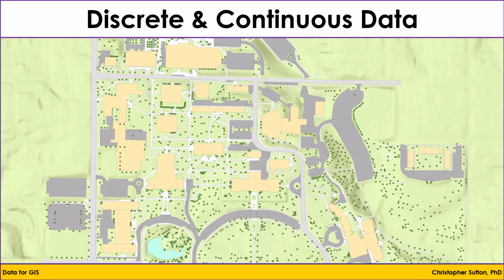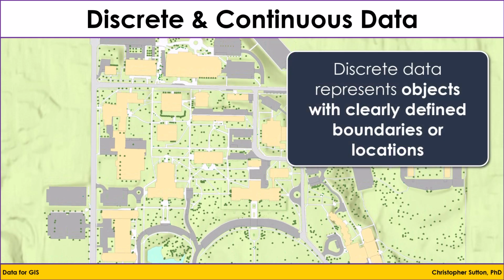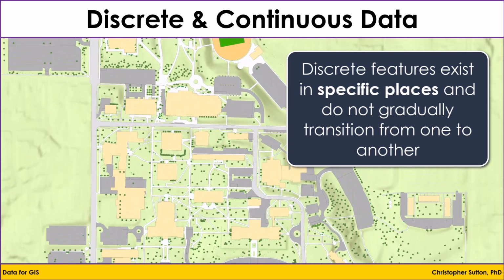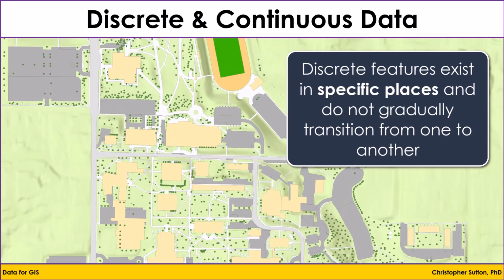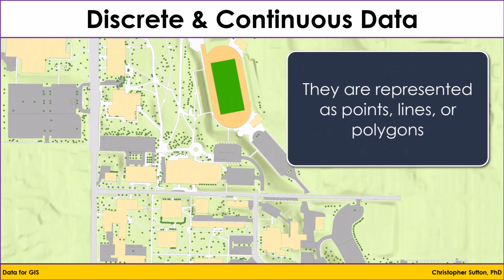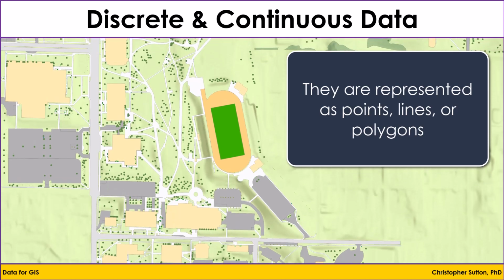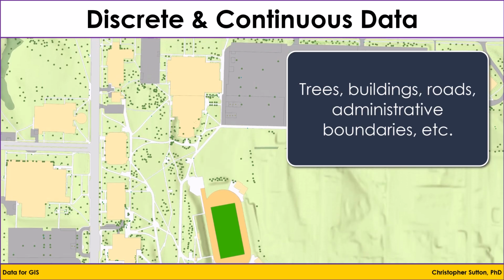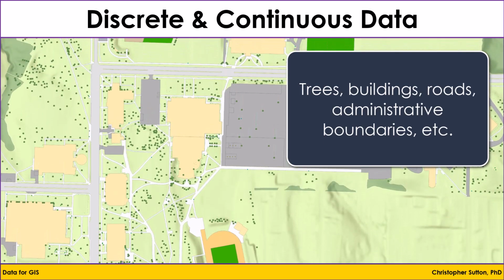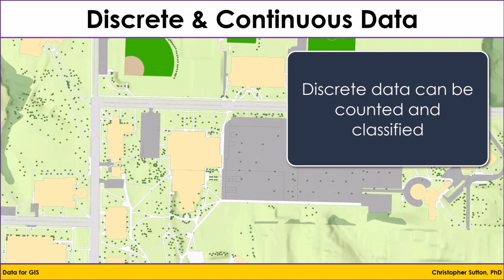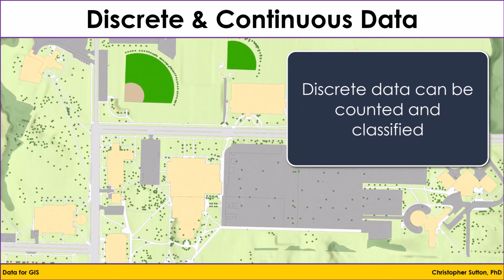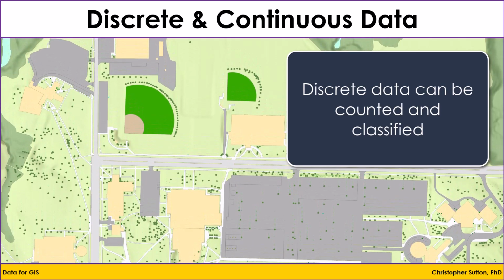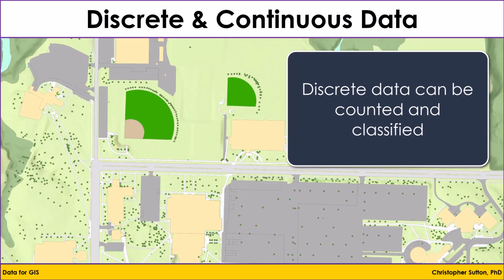Discrete data represents objects with clearly defined boundaries or locations. These features exist in specific places and do not gradually transition from one to another. They can be represented in GIS as points, lines, or polygons. Examples include trees, individual buildings, roads, and administrative boundaries. Because discrete data consists of distinct entities, we can count and classify them, making it useful for tasks like mapping infrastructure, analyzing land ownership, or planning transportation networks.